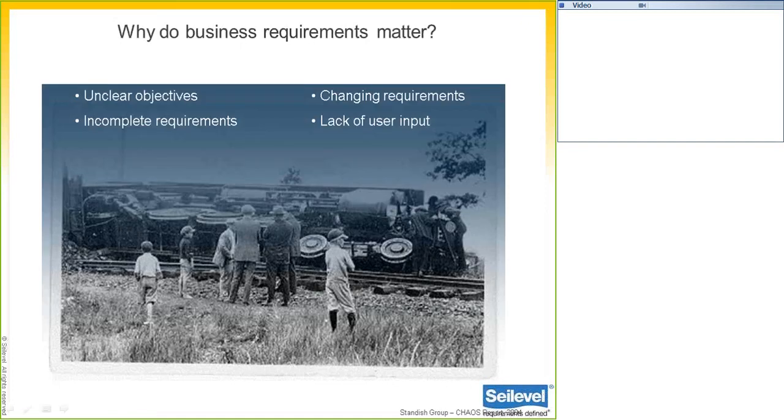First of all, we've got things like unclear objectives. The requirements are changing over the course of the project. We have incomplete requirements, and then this is a big one, lack of user input on the requirements. And I'm sure many of you have heard the common story where the manager says, you don't need to talk to my users. I know what they need, right? Well, that doesn't always work.